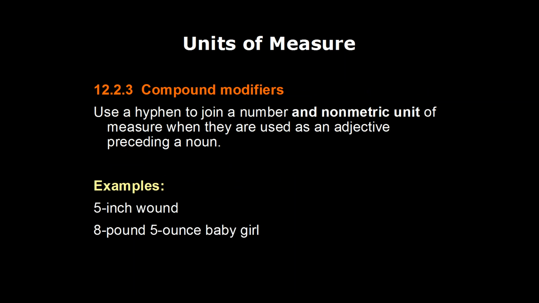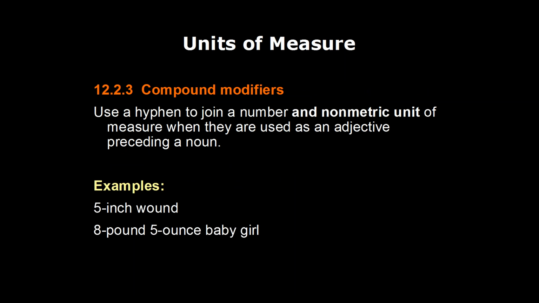Compound modifiers, and I know you're about to ask about them. It says use a hyphen. What? To join a number and non-metric unit of measure when they are used as an adjective preceding a noun. So when they're used as a compound modifier. This is different than with a metric unit. I'll give you a chance to think about that for a minute. So compound modifiers with a non-metric unit do use a hyphen.